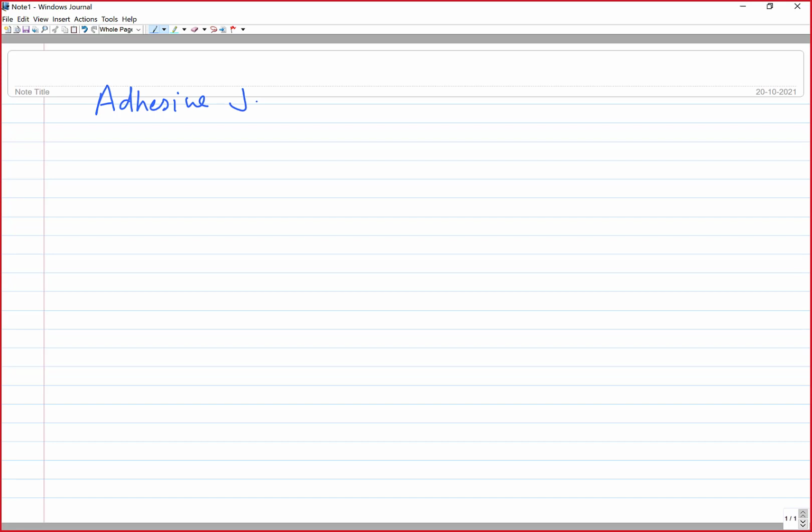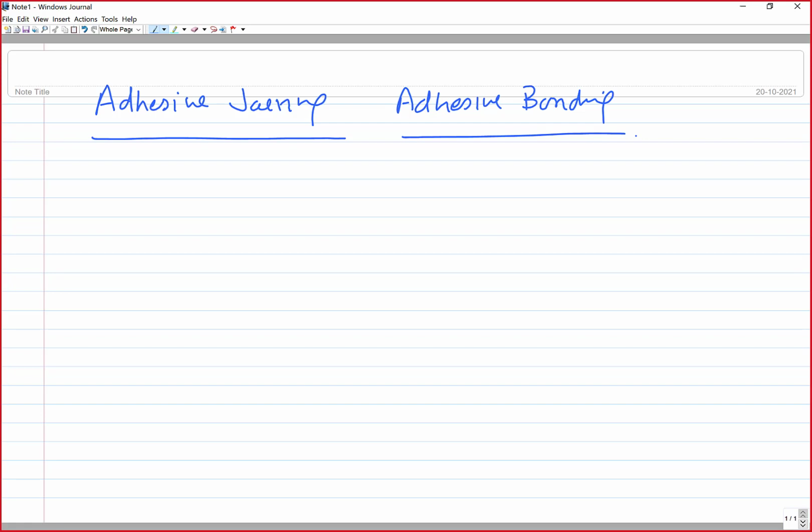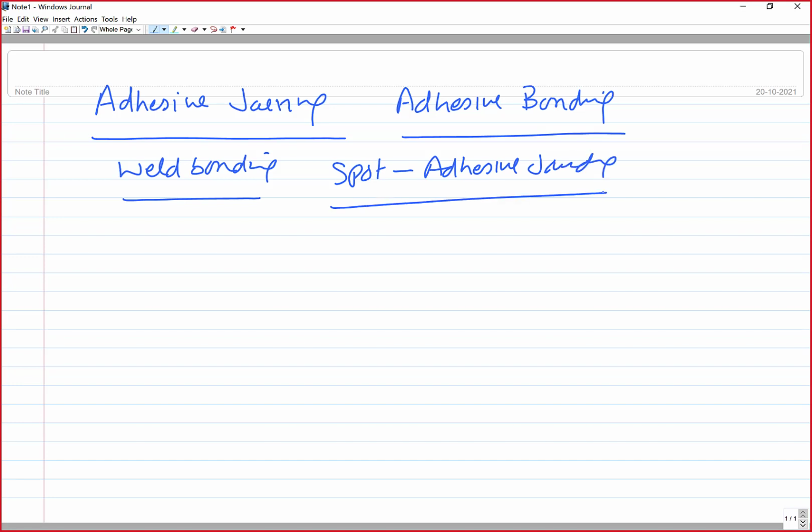So the topic is adhesive joining. This is also known as adhesive bonding, and there are a number of hybrid joining processes which have been developed in combination with adhesive bonding. Like weld bonding is one typical example, where spot welding coupled with adhesive joining is used, and particularly this kind of combination helps to increase the load carrying capacity and the fatigue performance.